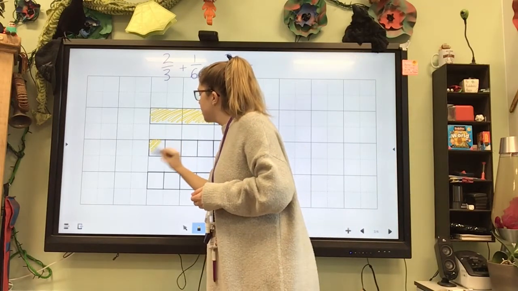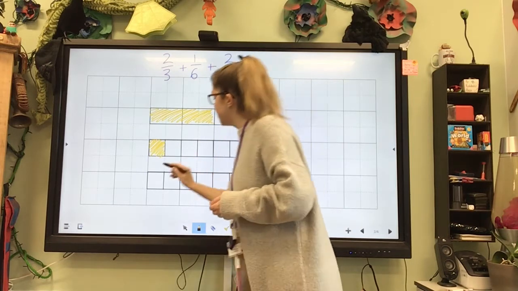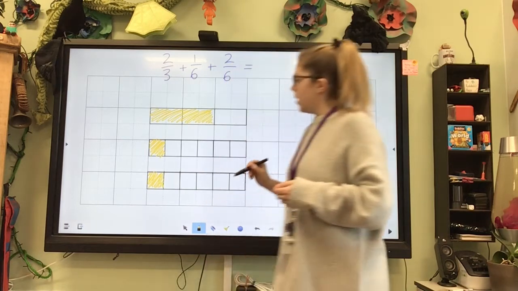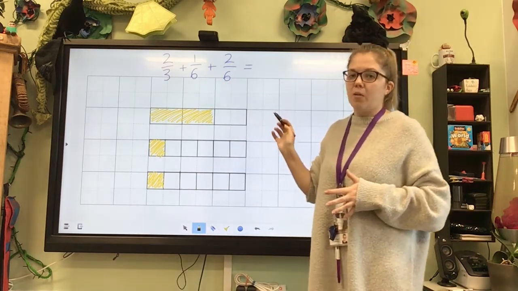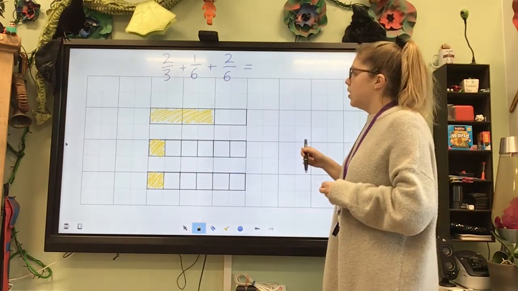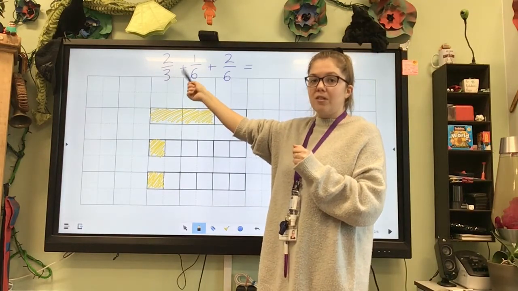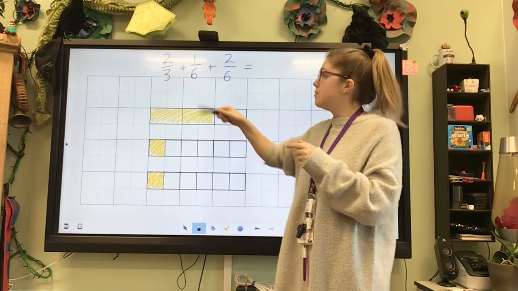1/6 add 2/6. Okay, so those are the fractions represented in our question, shaded on my bar model. But what we need to think about is we need to convert this 2/3, don't we, into sixths so that we can add them up so they've all got the same denominator.